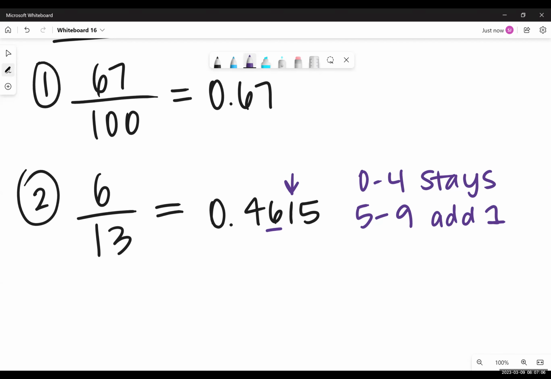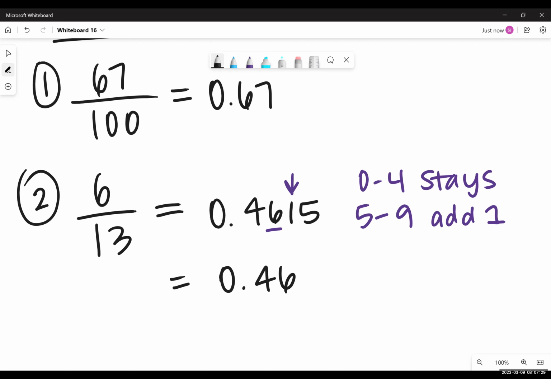So what I'm rounding is the 6. I look at its neighbor, it's a 1. That means the 6 stays. Therefore, your final answer would be 0.46. Always pay attention to whatever the homework says in blue because it'll tell you to round. If it tells you to round somewhere and it doesn't make sense, y'all just swipe up and say, hey, I have a question.